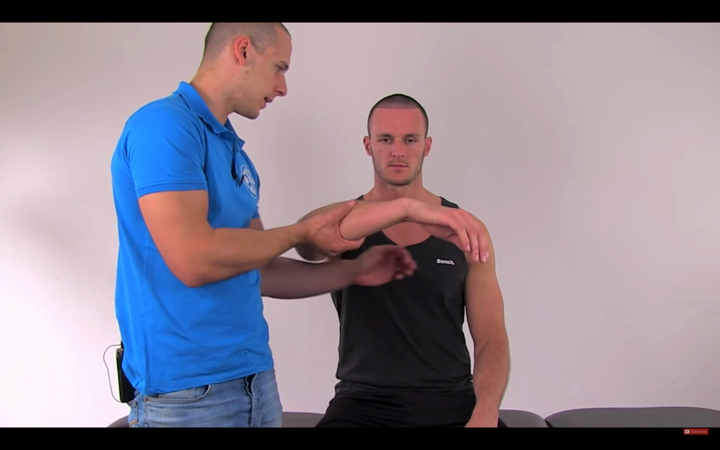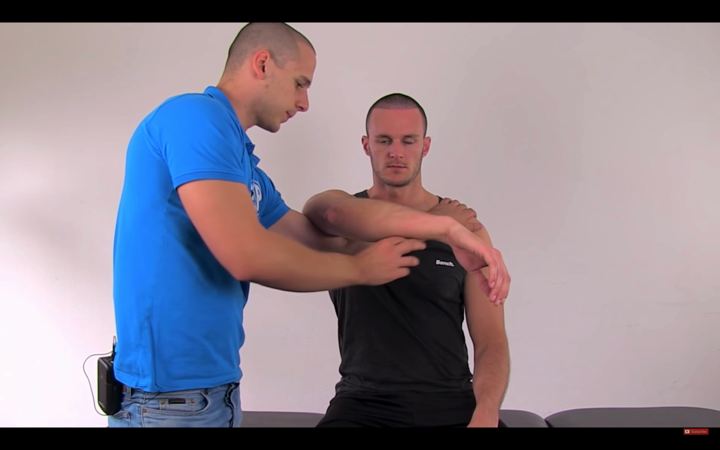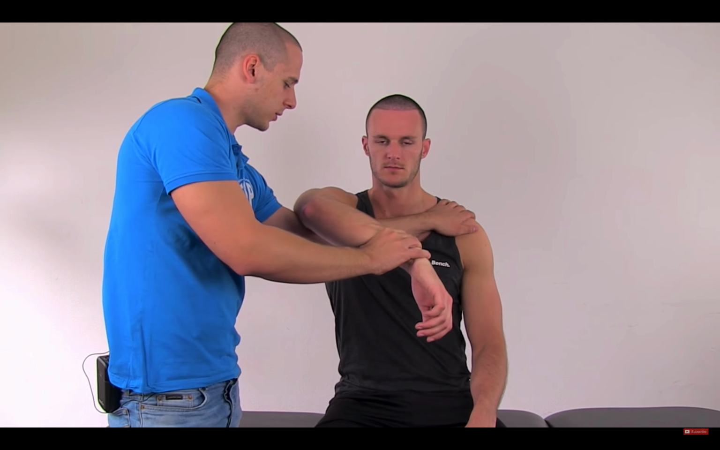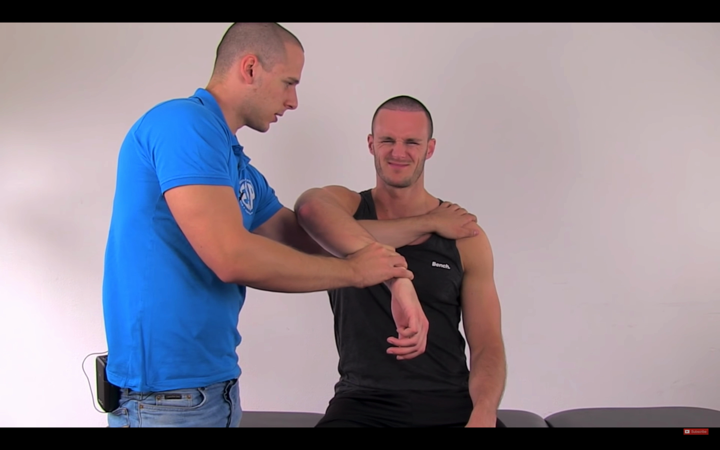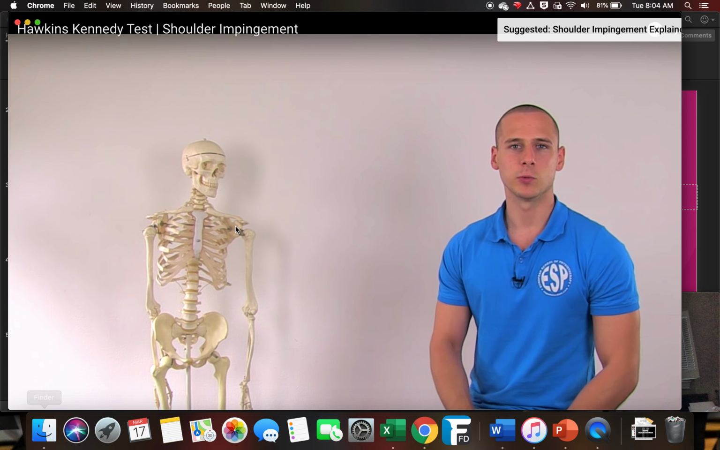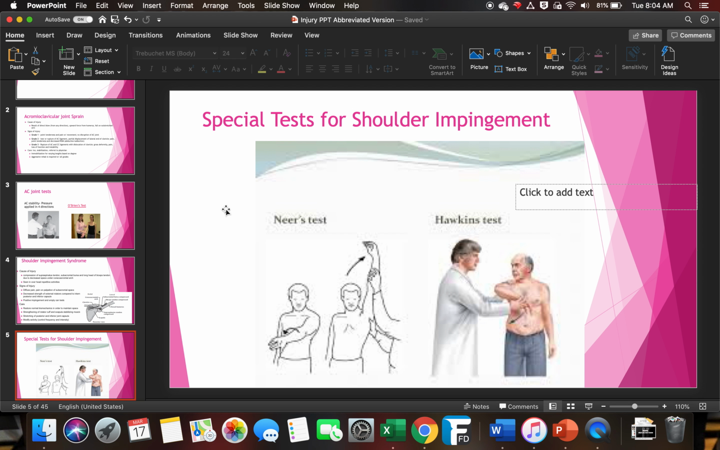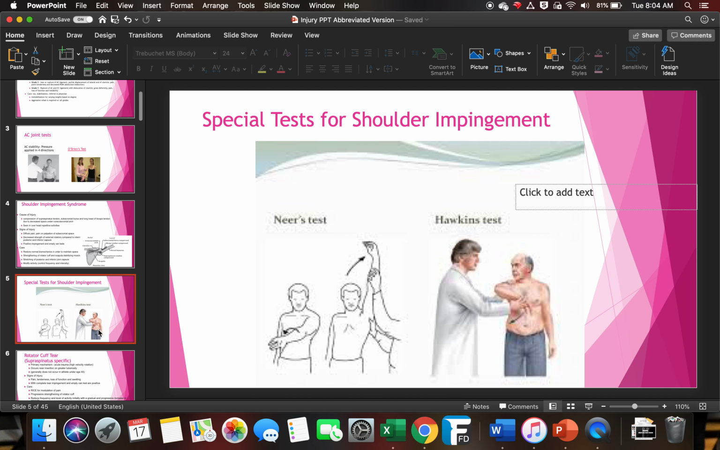To perform the Hawkins-Kennedy test, have your patient in sitting position. Elevate the arm to 90 degrees of forward flexion and have it rest on one of your arms. Then perform passive internal rotation. A positive test is the provocation of pain. If your patient has pain during the test, this can be an indication of a subacromial impingement. Okay, so that's Hawkins-Kennedy. Those are our 2 tests for shoulder impingement syndrome.